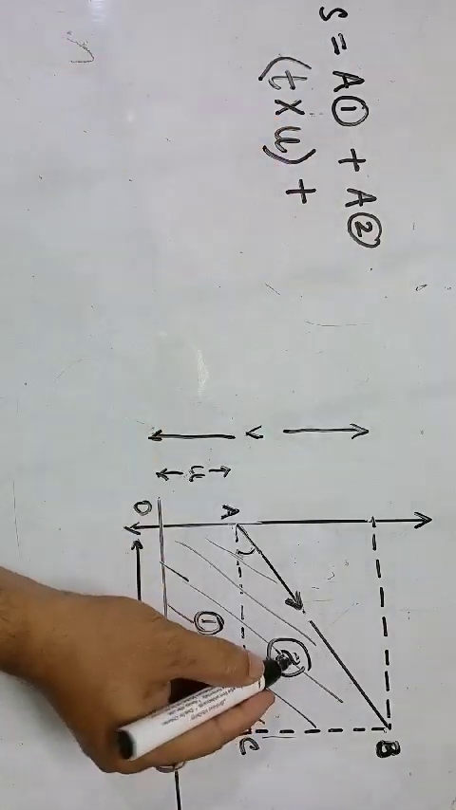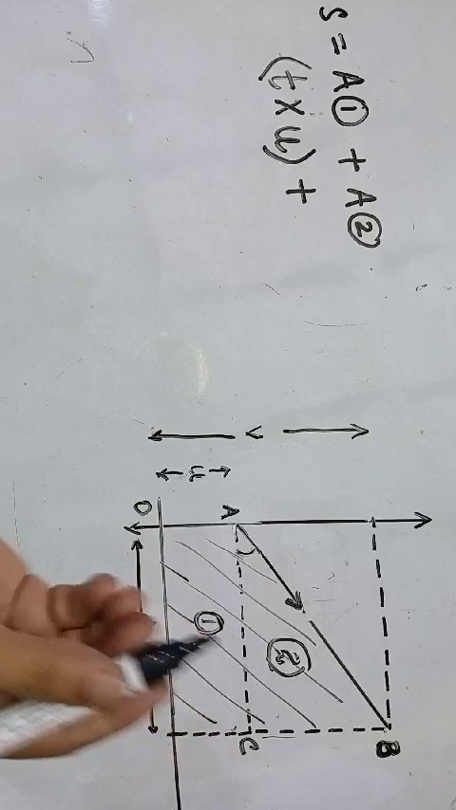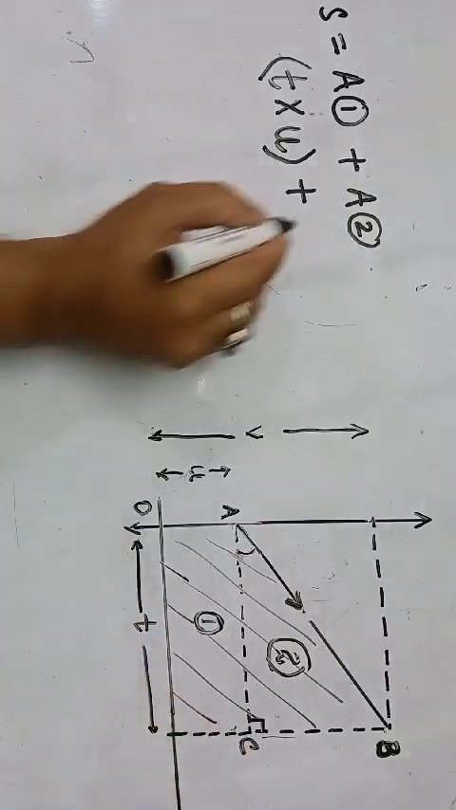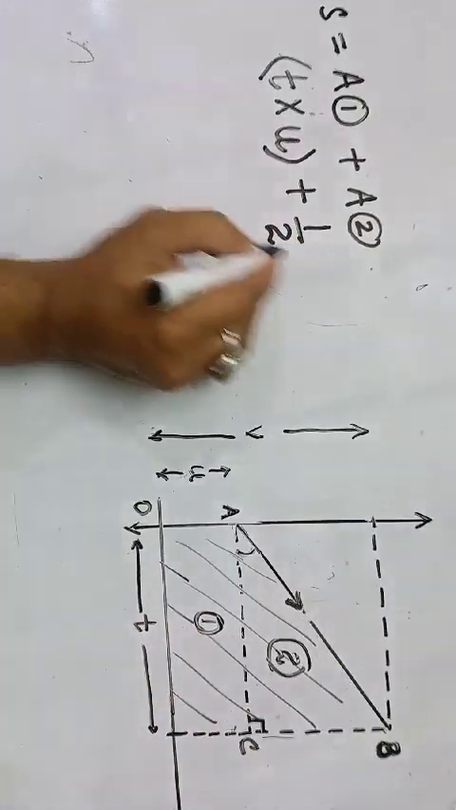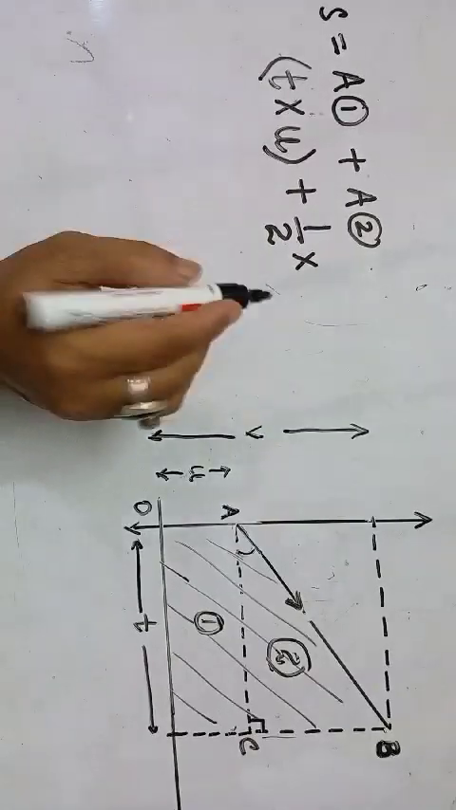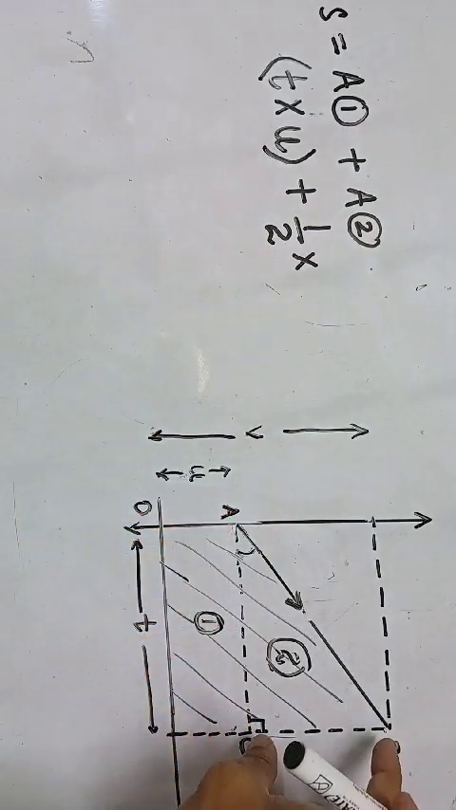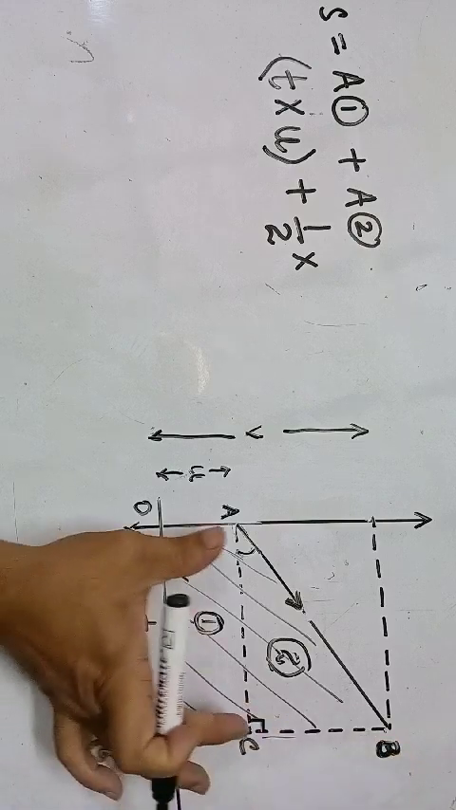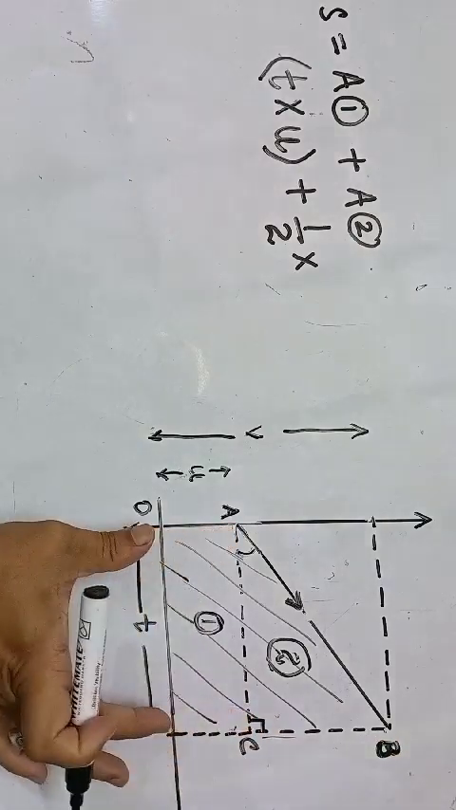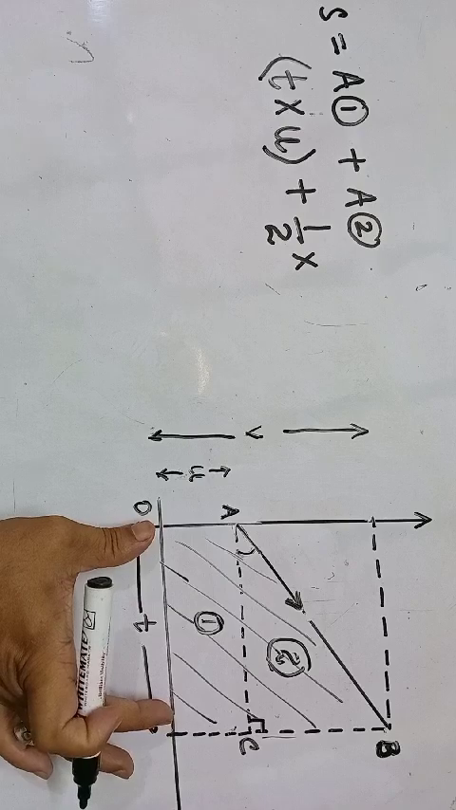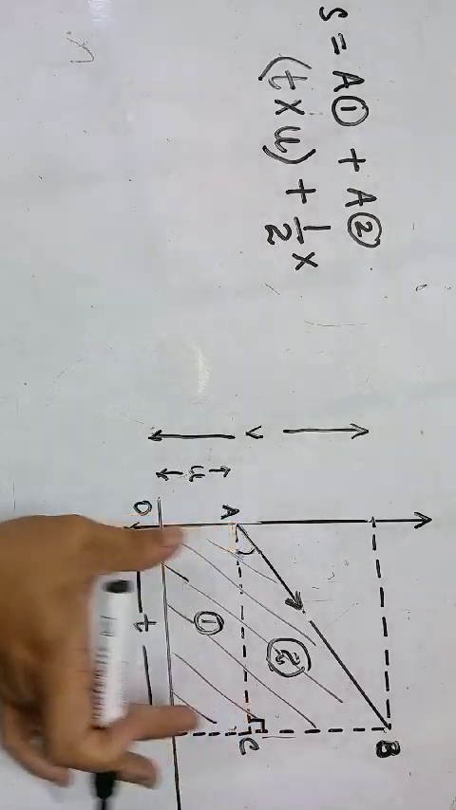Now comes the second area, which is the triangular area. So we have a right angle triangle, and the area formula is half into base into height. Now children, what is the base? This is the base and this is the height. I told you already that this base is nothing else but this, because these are the two opposite sides of the rectangle.